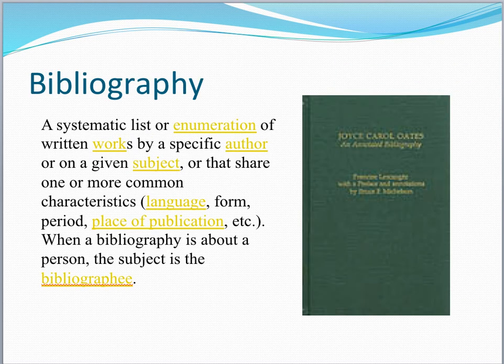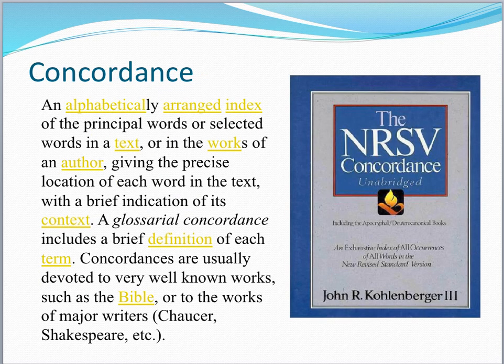Bibliographies are very important because you have citations either on an author or on a subject. So bibliographies are very useful, but remember, they are not terminal reference sources. They are indirect reference sources because they point you to another source. Concordance, very important too, and here's a definition, and here is a picture of a concordance.